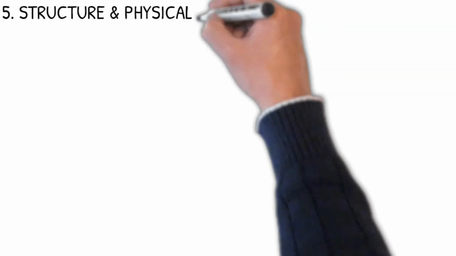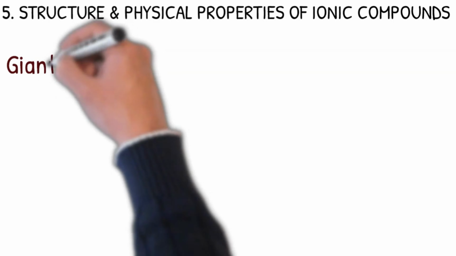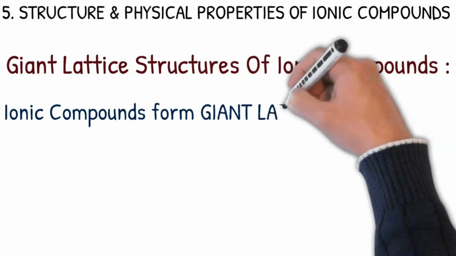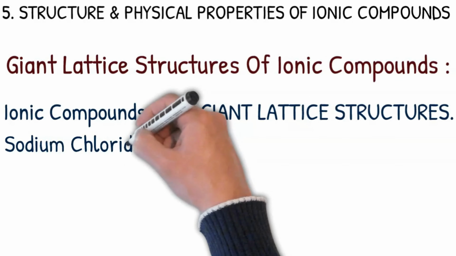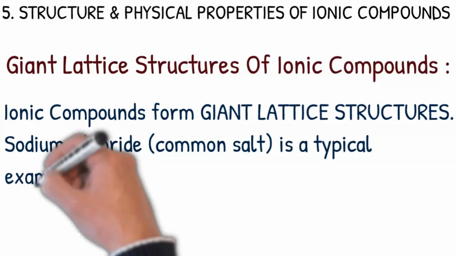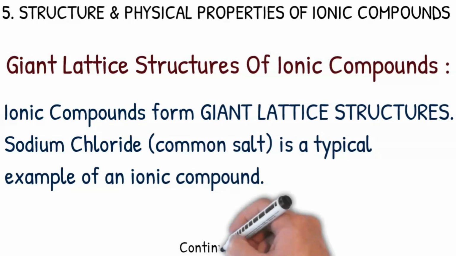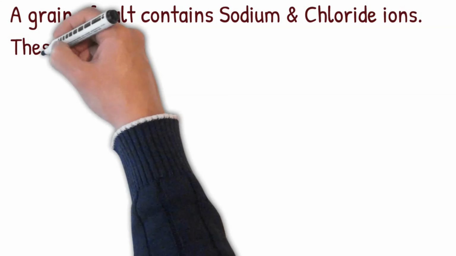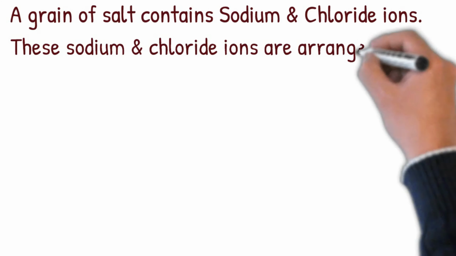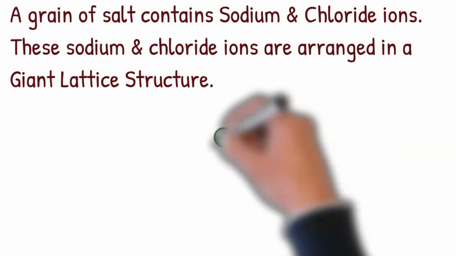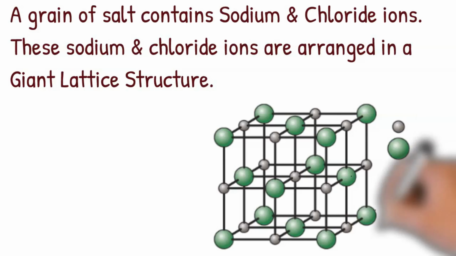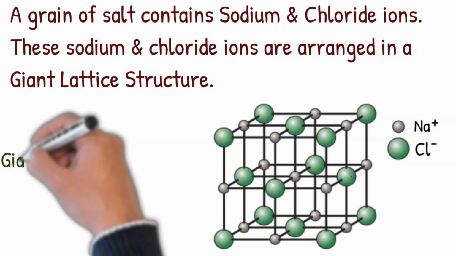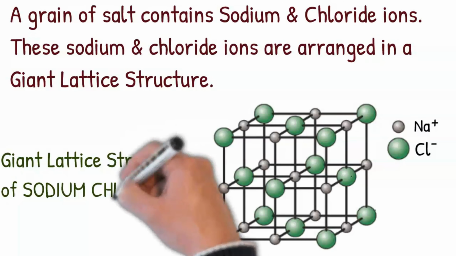Structure and physical properties of ionic compounds. Giant lattice structures of ionic compounds. Ionic compounds form giant lattice structures. Sodium chloride, common salt, is a typical example of an ionic compound. A grain of salt contains sodium and chloride ions. These sodium and chloride ions are arranged in a giant lattice structure. Gray circles are sodium ions, green circles are chloride ions. Giant lattice structure of sodium chloride.